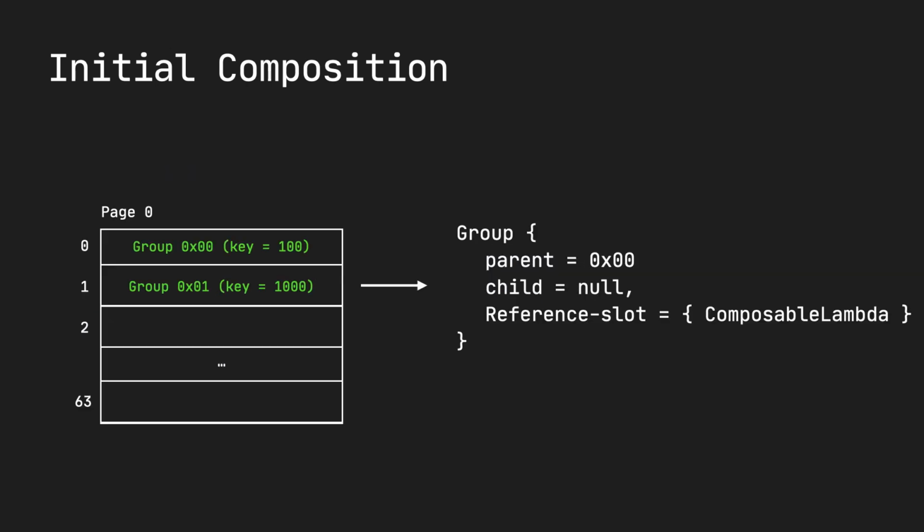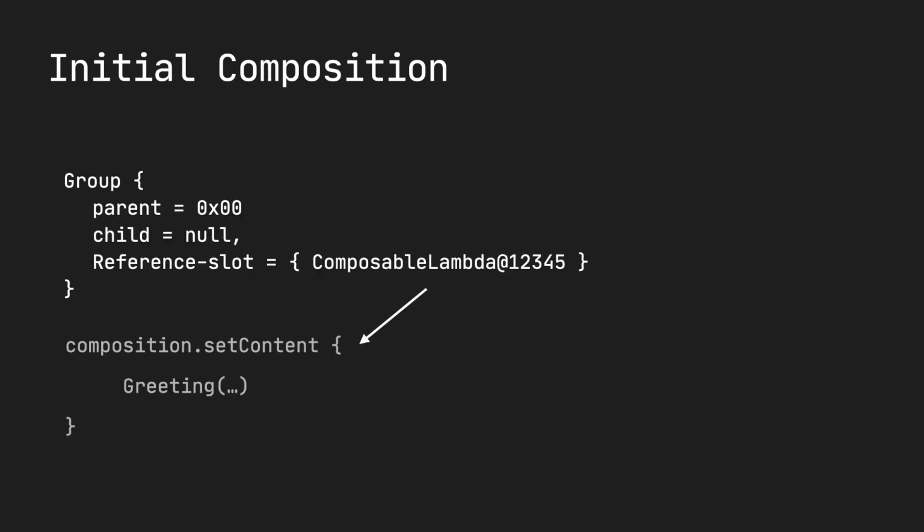And the information that we need to store is a composable lambda type. And the composable lambda type is actually a function type. And recall that the set content method itself is basically creating an instance of that composable lambda right there. So that's the initial kickoff of the initial composition process.